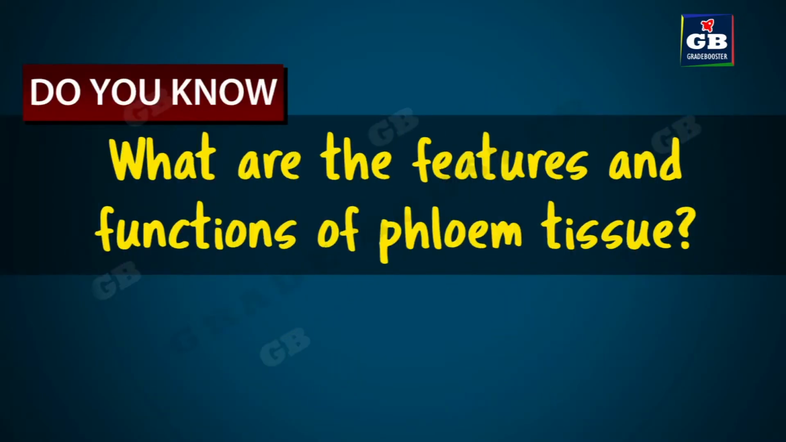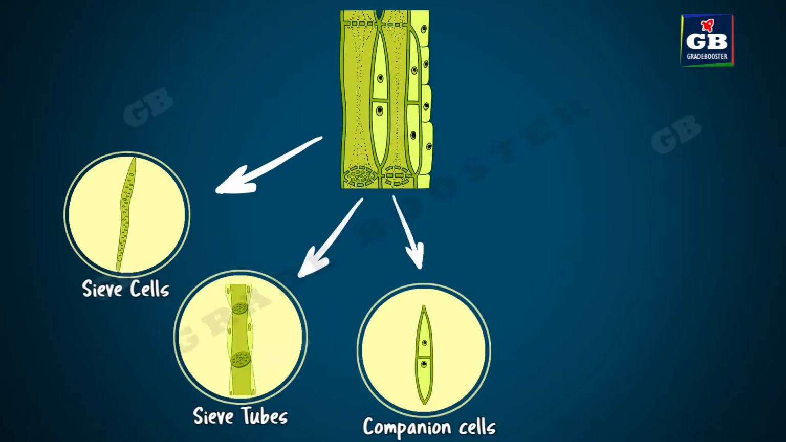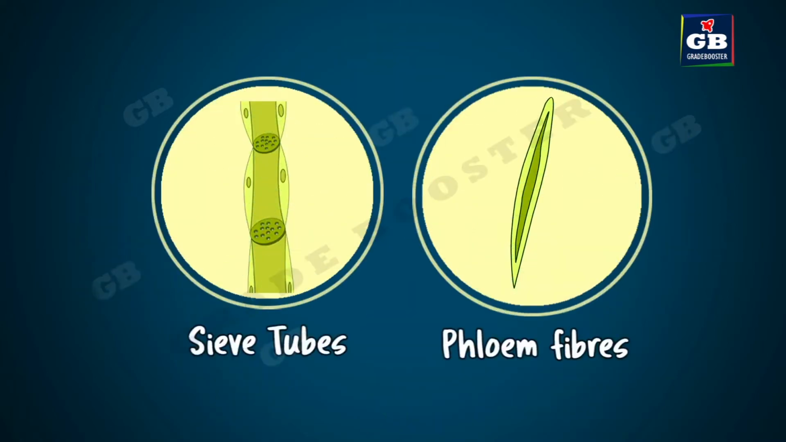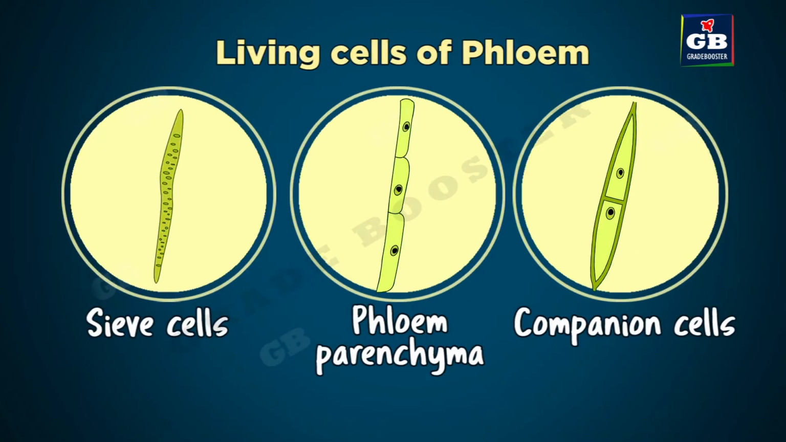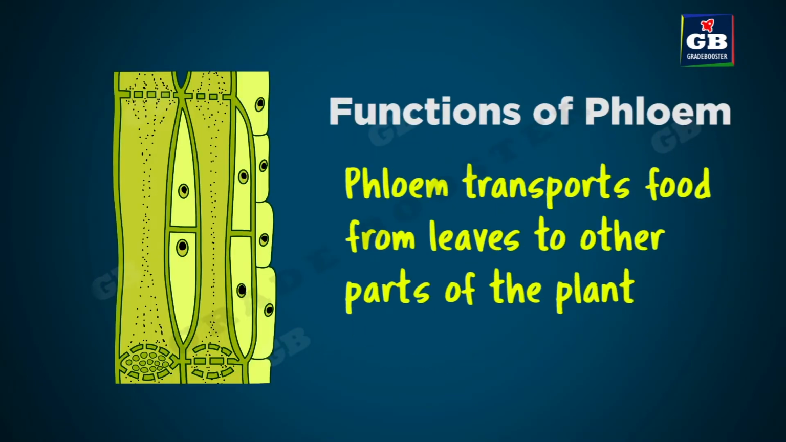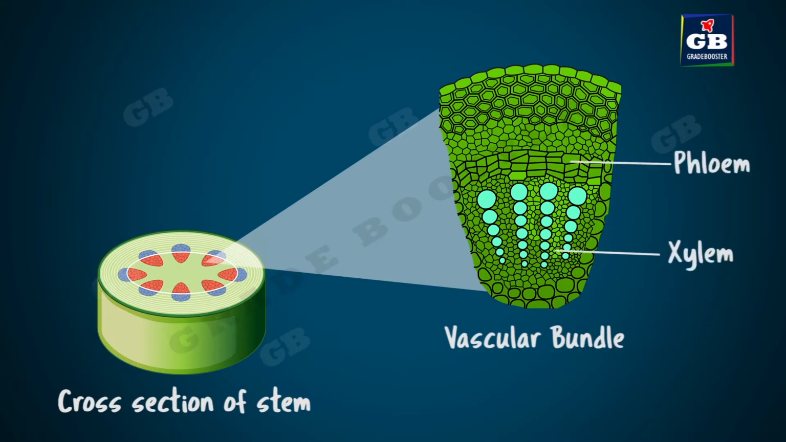What are the features and functions of phloem tissue? Phloem is made up of 5 types of cells. They are sieve cells, sieve tubes, companion cells, phloem fibers, and phloem parenchyma. Sieve tubes are tubular cells. Their cell walls are perforated. Phloem fibers are dead cells. Remaining all phloem cells are living cells. Do you know the function of phloem tissue? Phloem transports food from leaves to other parts of the plant. Xylem and phloem join together to form a vascular bundle. These two are called the conducting tissues of plant. This is all about the complex permanent tissues in plants.